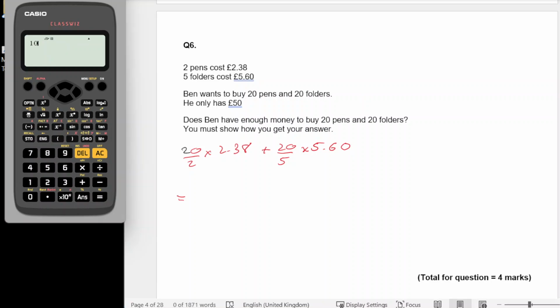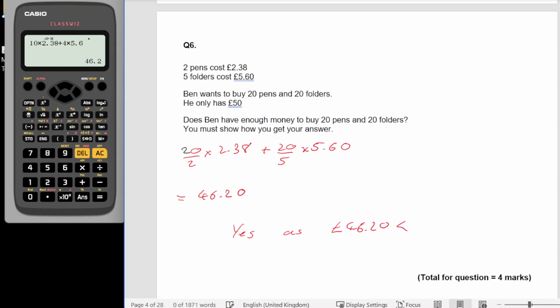So on my calculator, I'm going to do 20 divided by 2 is 10, but I've shown what I've done there, times £2.38, plus 20 divided by 5 is going to be 4, times £5.60. And that gives me a total of £46.20. So does Ben have enough? Yes, as £46.20 is less than £50. And that's what I would do for that question.